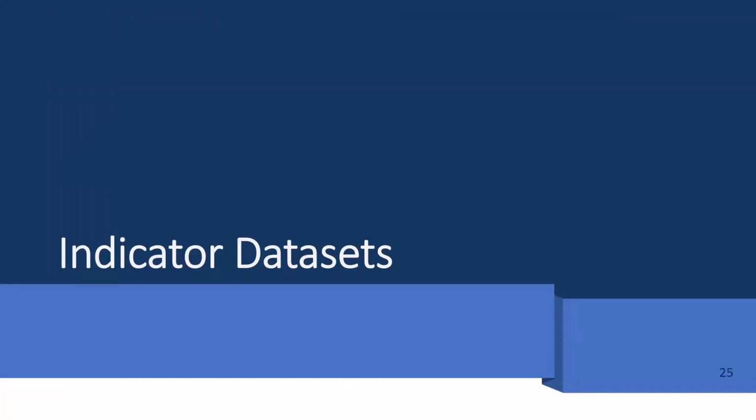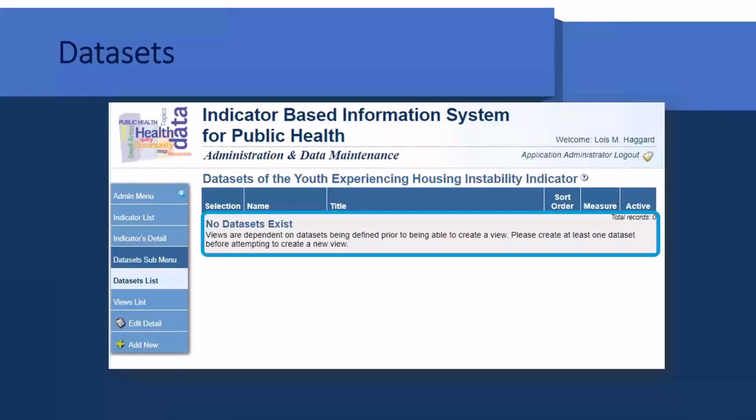Okay. So moving along to indicator data sets. When you are creating an indicator, before you can create views, you need to create a data set, one or more data sets. A data set is defined by 3 elements: an indicator, a measure, and a numerator data source. I guess it's actually the numerator denominator data source combination, but anyway, indicator, measure, and data source.